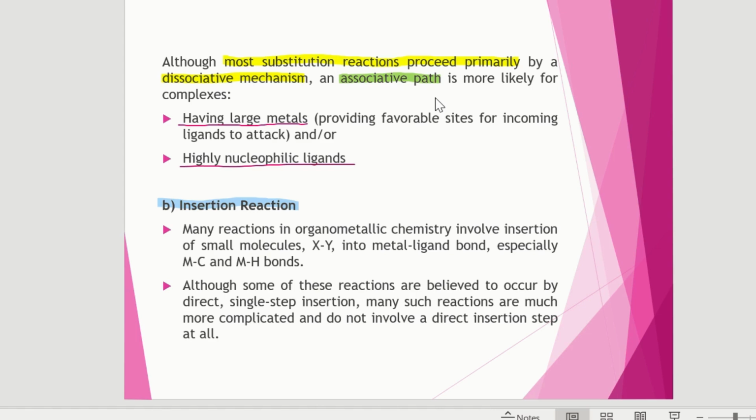Okay, now we move to the second reaction, which is insertion reaction. Many reactions in organometallic chemistry involve insertion of a small molecule, represented as XY, into a metal-ligand bond, especially metal-carbon and metal-hydride bonds. Although some of these reactions are believed to occur by direct single-step insertion.